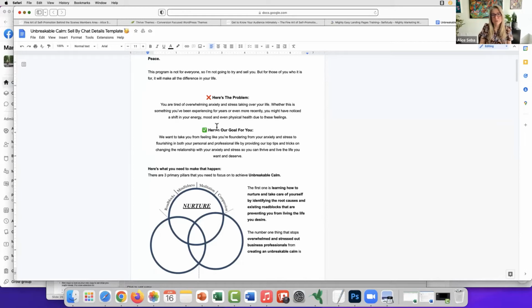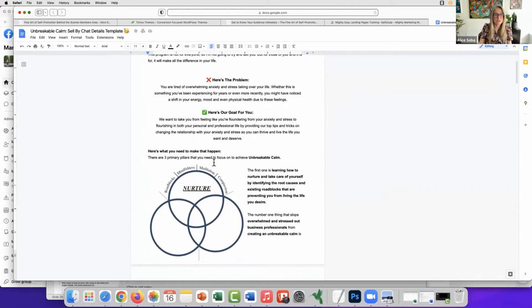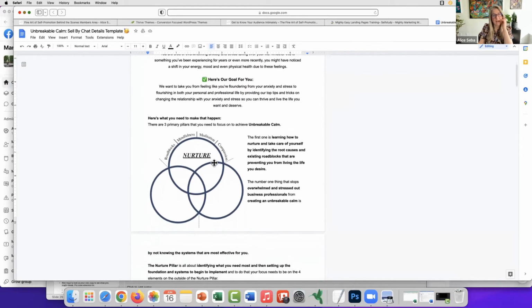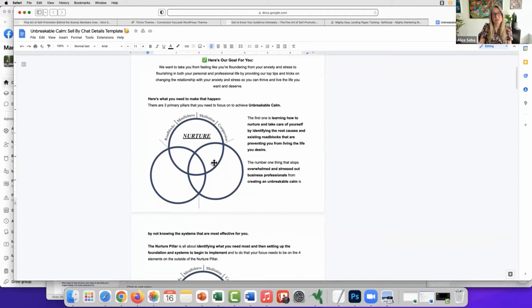So I think people don't always understand that they're able to better handle all these other things when they have the fundamentals that Faye is going to teach them. So I don't know if she needs to explain that a little bit more. Tip number 5, don't make them think to understand your offer. Also, then she goes into what, here's what you need to make that happen. These are the 3 primary pillars that you need to focus on.